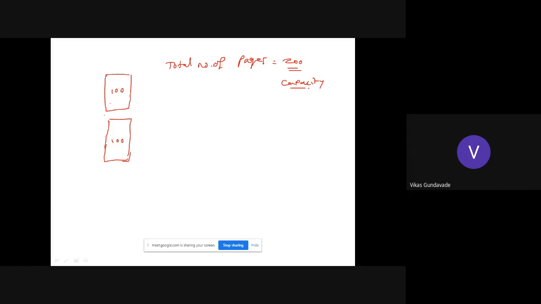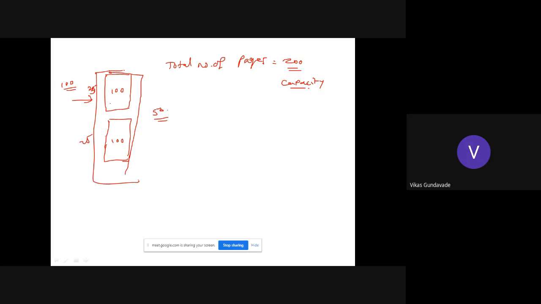Now, if I bind these two books differently, the total number of pages will remain the same, but the size of each page will be increased. That means the total size of this book will be like this. So the number of pages remains constant at 100, but if suppose a single page has 24 or 25 lines, then the number of lines on each page becomes 50.